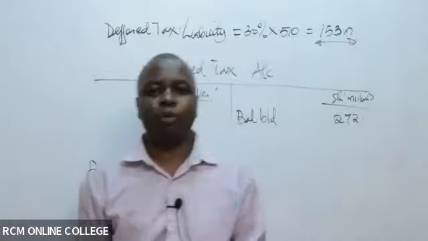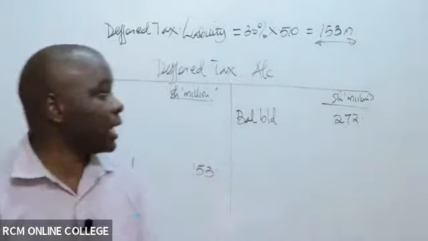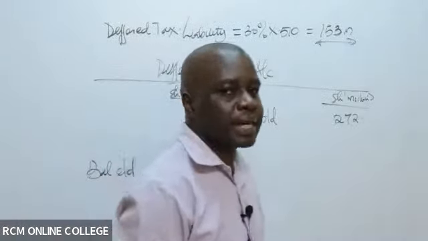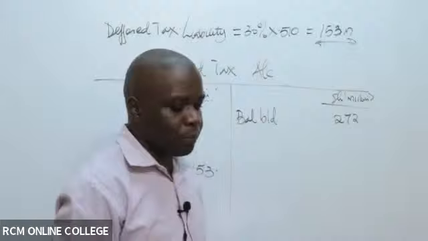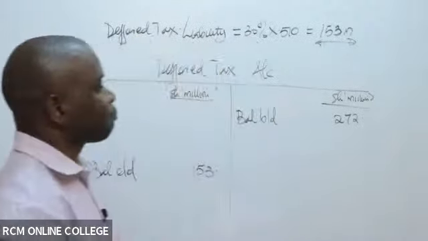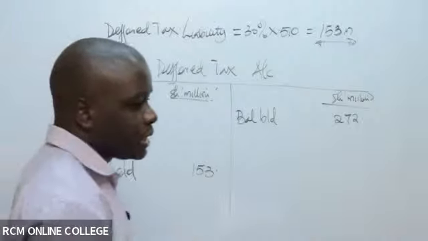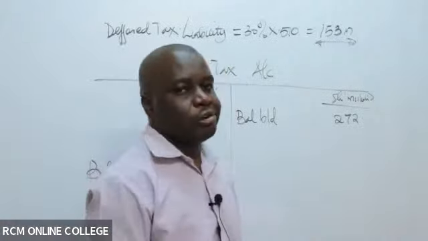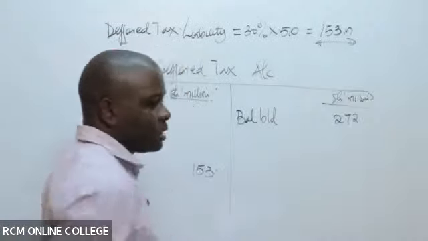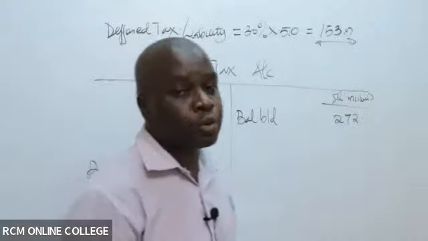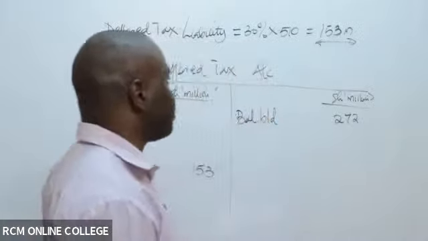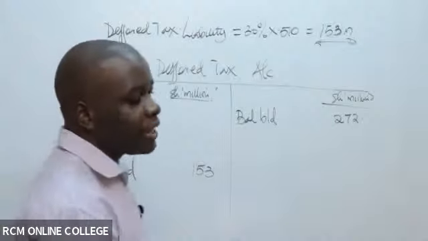But now there's something about property, plant, and equipment. I want to tell you how you consider revaluation on property, plant, and equipment. Any revaluation gain, if there was a revaluation and it was a gain, you credit the deferred tax account with, but you have to consider the deferred tax on that revaluation gain. So it will basically be 30% of the revaluation gain.